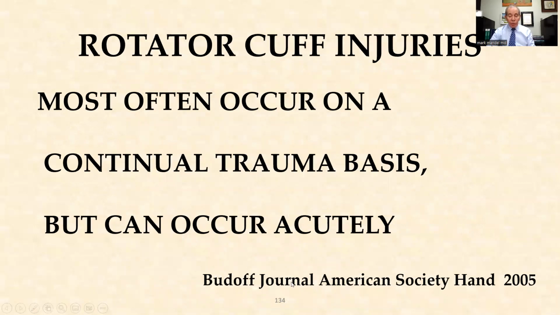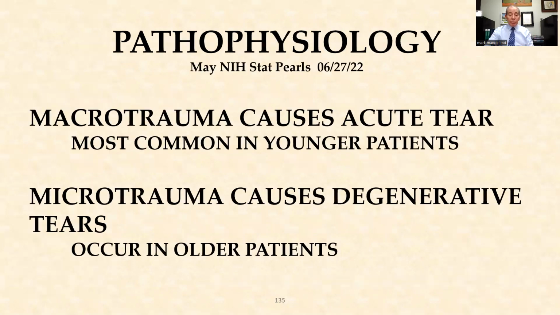Dr. Budoff, who is the guru that we hand surgeons use as our favorite orthopedic shoulder expert, pointed out that almost all rotator cuff injuries occur on a continual trauma basis, but it can occur acutely. So when we see a patient with what's called a tear, a lot of times there are significant degenerative changes, and then the last effort was like the straw that broke the camel's back.